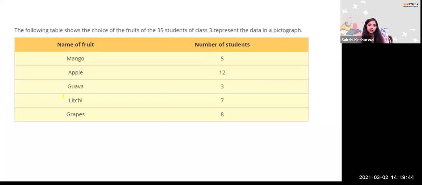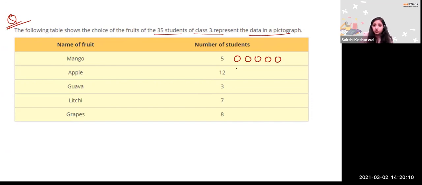So let's take an example. This is a question. The question says, the following table shows the choice of fruit of 35 students of class 3. Represent the data in the pictograph, right? So you can just make a mango. Now it says fruit, so what can you draw? You can draw circles. 1, 2, 3, 4, 5 circles, right?